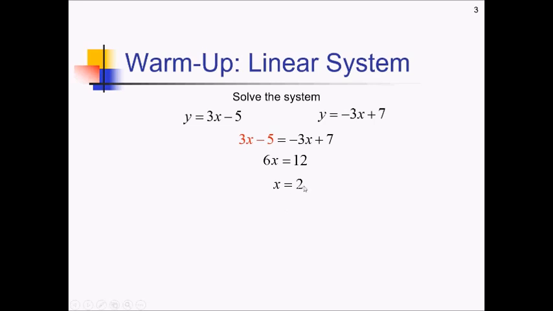And then you have to actually plug this back into one of these equations to figure out the value of y. I'm going to go with this first equation. So 3 times 2 minus 5, that's going to give me the value of y. So 6 minus 5 gives us 1. And then at the very end, because when you solve a system, you're actually finding a point where two functions intersect on a graph, we write the point out. So that's going to be the point (2, 1).